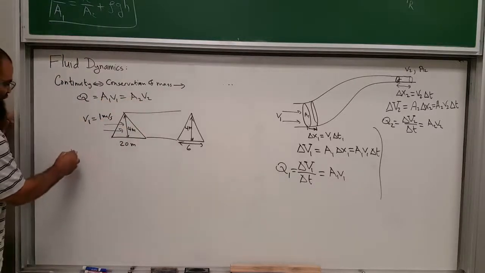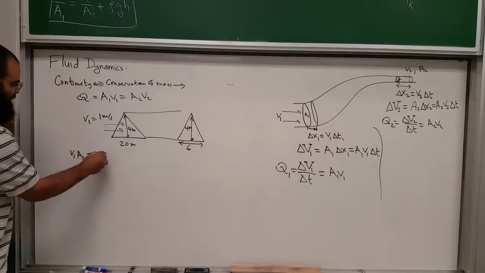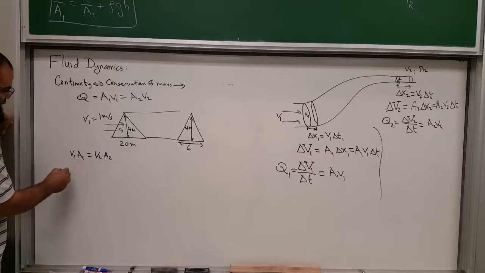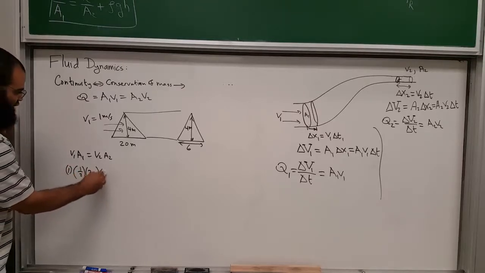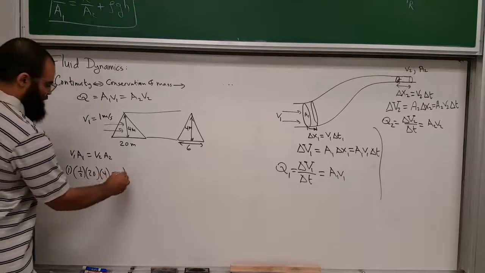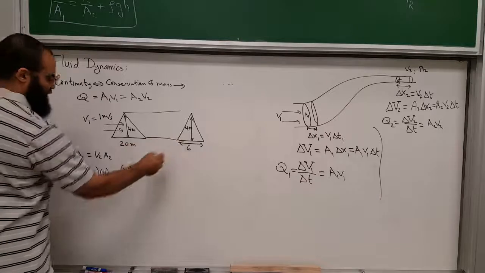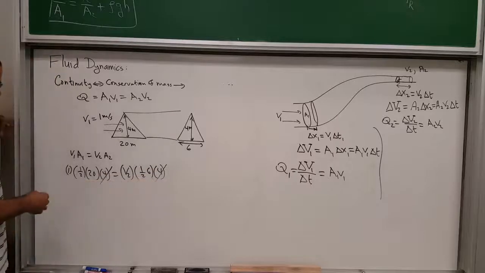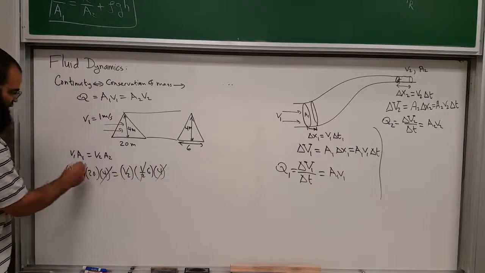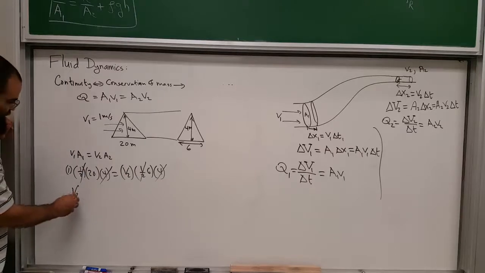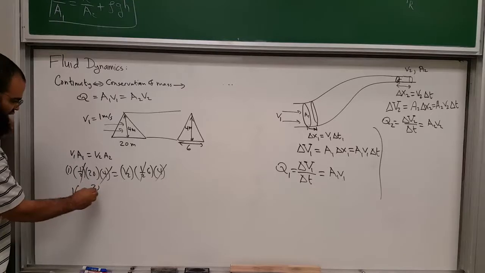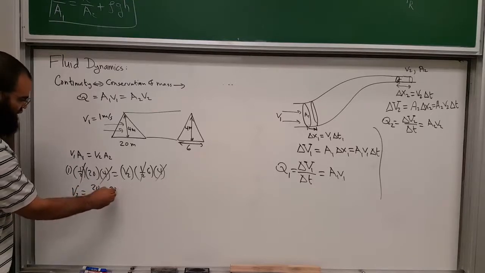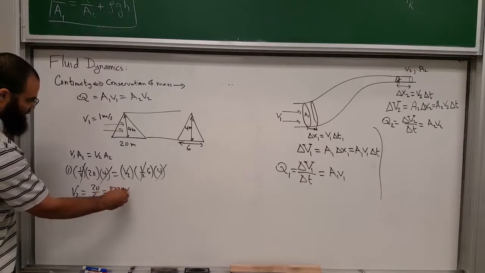So we say V1 area 1 equals V2 area 2, and V1 is 1 meter per second. Area 1, well, the area of a triangle is half the base times the height, so 1/2 of 20 times 4. That's area 1, and V2 I'm trying to find. And for area 2, it's half the base times the height, so 1/2 of 6 times 4. The 4 goes away, and the 1/2 also goes away on both sides. So V2 will equal 20 over 6, which is 3.33 meters per second.